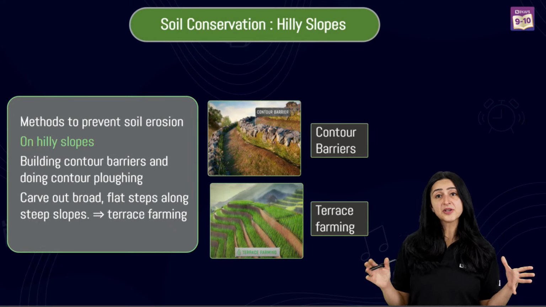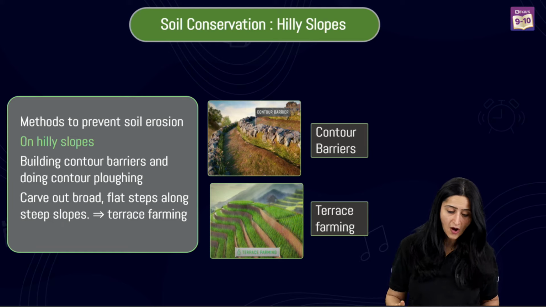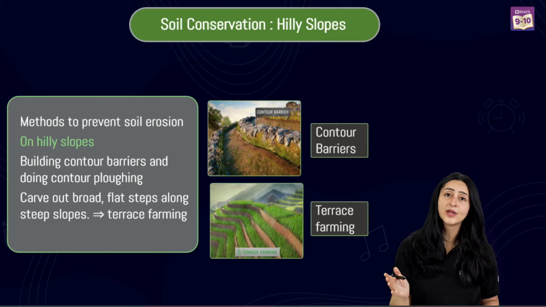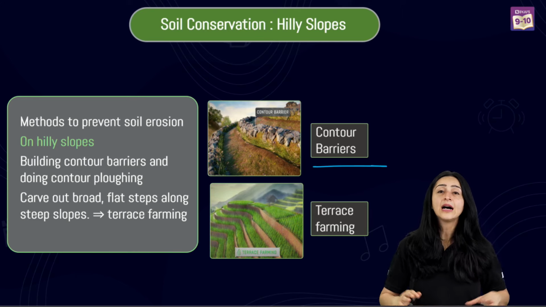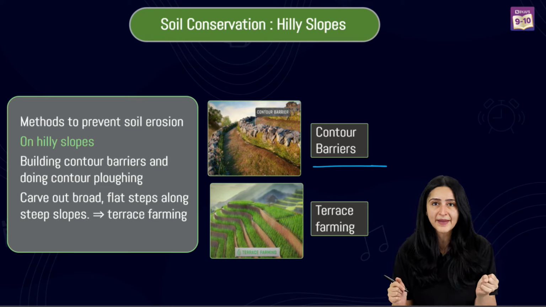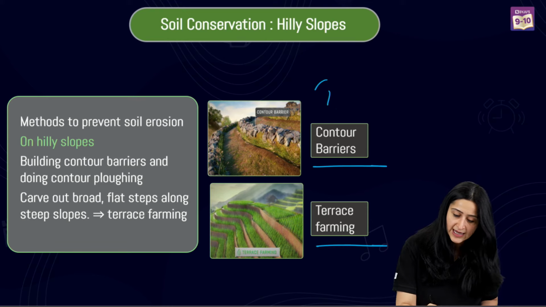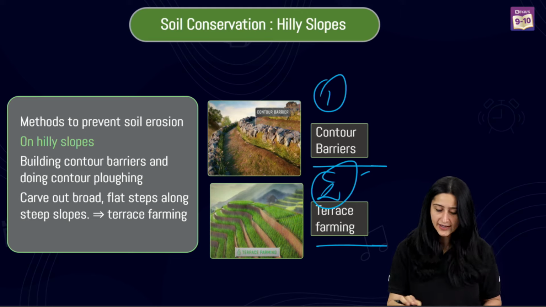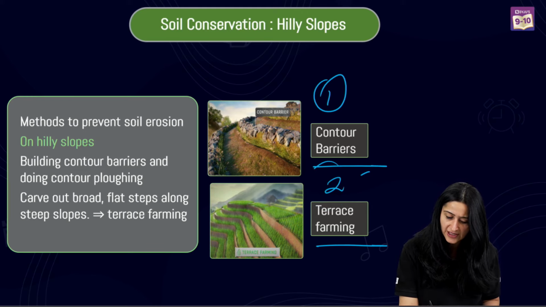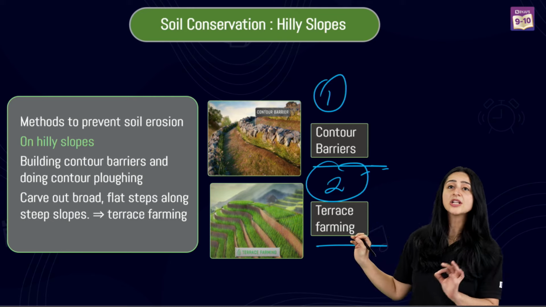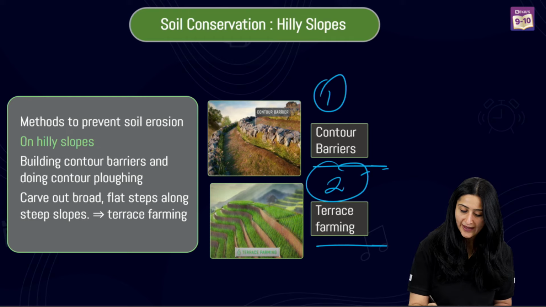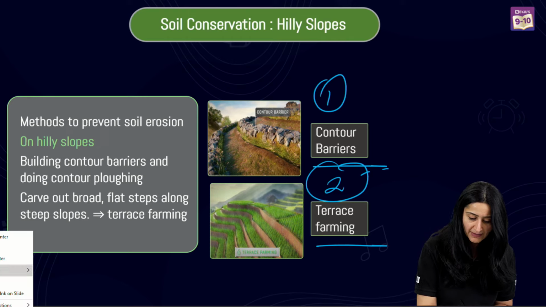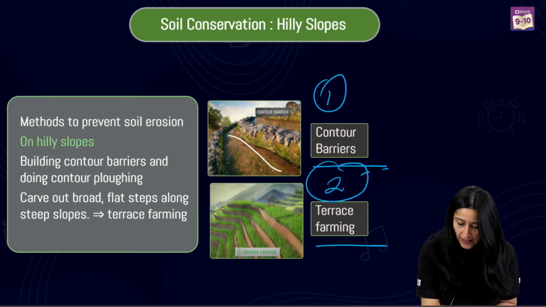Now, in terms of hilly slopes, there are two methods to avoid soil erosion: the building of contour barriers, and the second one is terrace farming. Now, what are these two respectively? Let us understand. Contour barriers is basically when you have a slope, and what we are doing is creating contour barriers made out of, let me put this in white so you'll be able to see this. Can you see this over here?